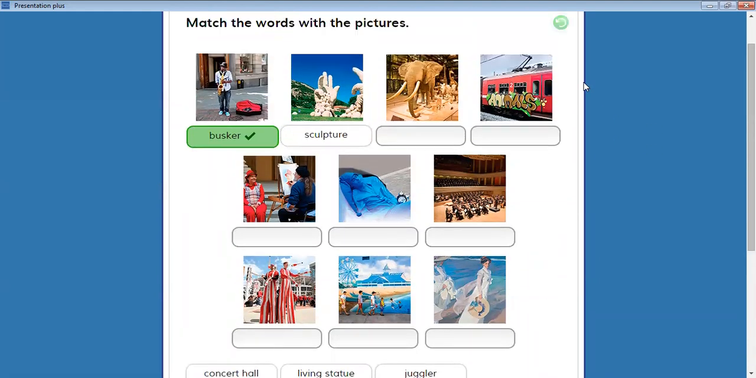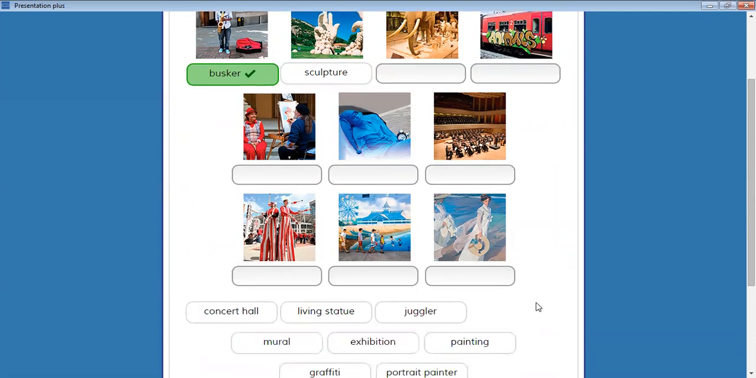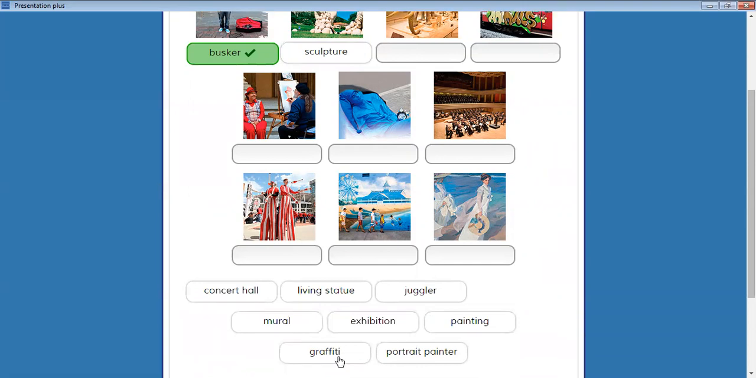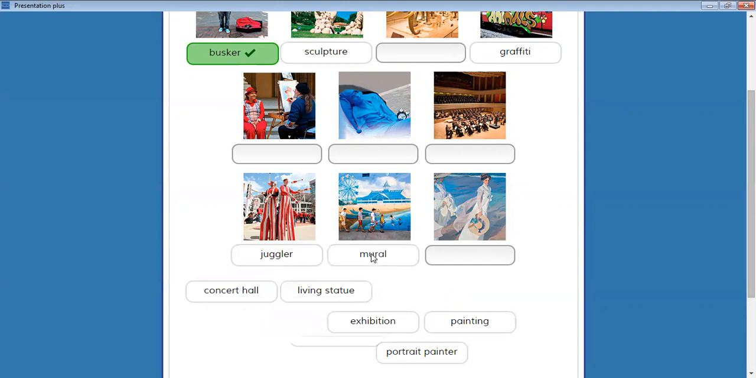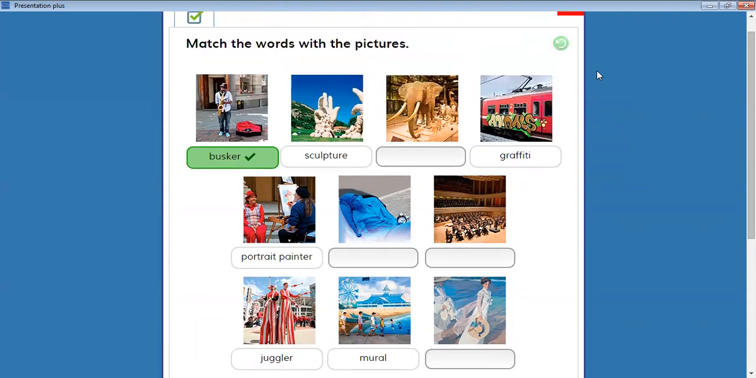Now, in the next exercise, you have to complete the chart. Look at this. Another one, please. For example, graffiti. Graffiti is this, okay? Very easy. Another one, juggler. Juggler is here. And this is a mural. Okay, you have to match. Good. Portrait painter, that is here. Okay, you have to finish, please. After this, you have to continue the exercises.